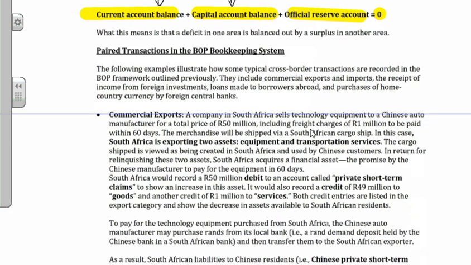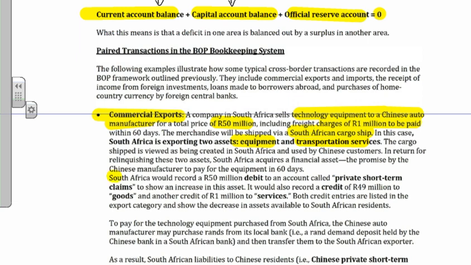We've given a couple of examples over here. Let's just work with one. Commercial exports. A company in South Africa sells technology equipment to a Chinese auto manufacturer. The total price is 50 million rand, but that includes freight of R1 million. This merchandise will be shipped via a South African cargo ship. What's important over here, just to illustrate the point, is that we break that down into two: equipment, which is the 49 million, and transportation services, which will be the million.